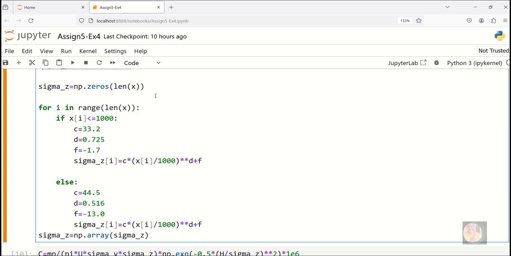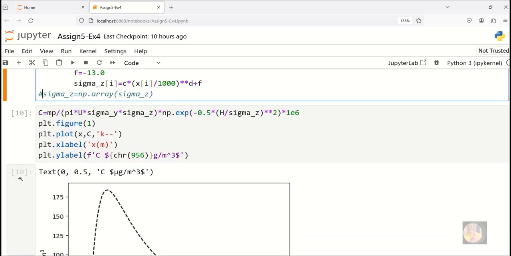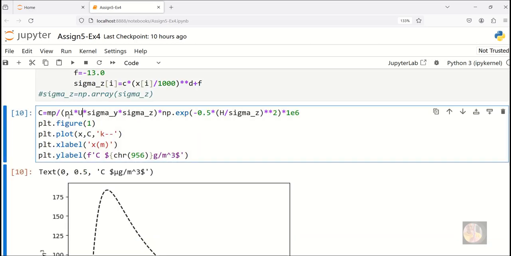So after doing this, maybe it's not mandatory to do this. Maybe this line is not mandatory. I can remove it, I can comment it, I think. Since I'm defining sigma Z as an NP vector, I don't need to mention this again. Okay? Then point divided by pi.